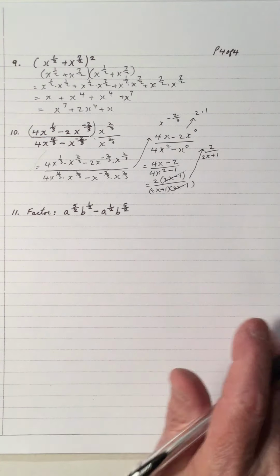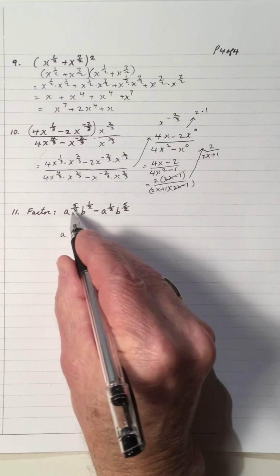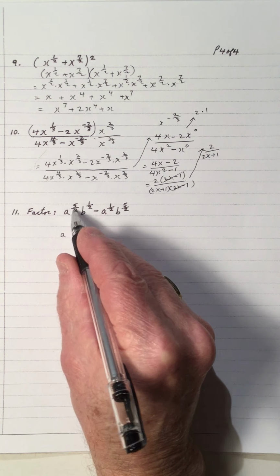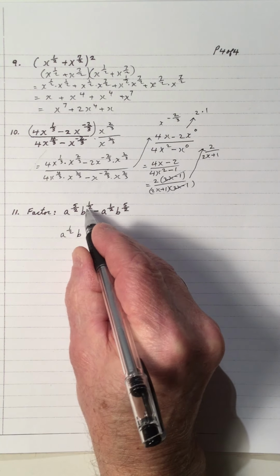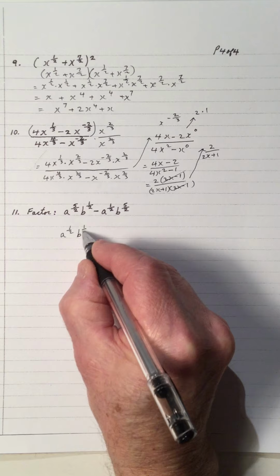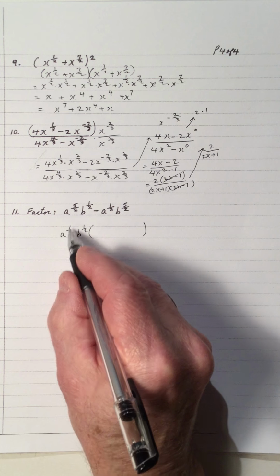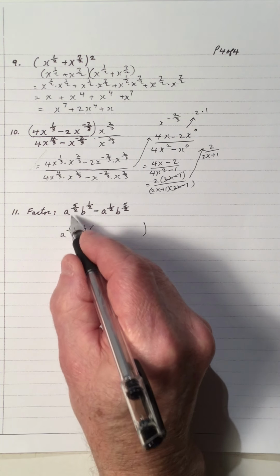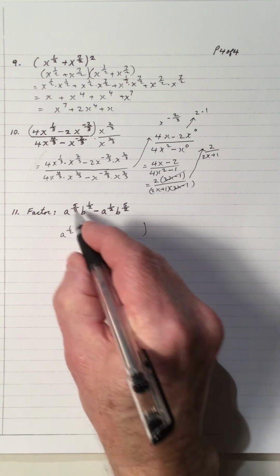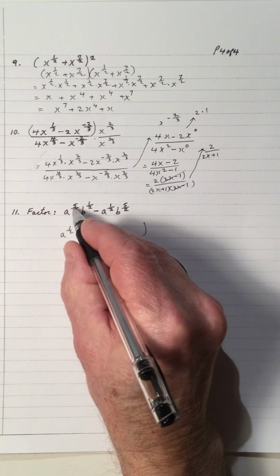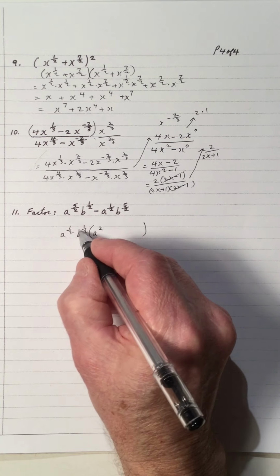Number 11, we want to factor. And when we factor, we look for the GCF. So we have an a that's common. So the smallest exponent of 5 over 2 and a half is a half. And in b, the smallest exponent of 5 over 2 and a half is a half. So if we notice a half, because I'm dividing, then a to the 5 over 2 divided by a to the half. Because we're dividing, we subtract. So 5 over 2 subtract 1 over 2 is 4 over 2, which is 2. And they cancel out.